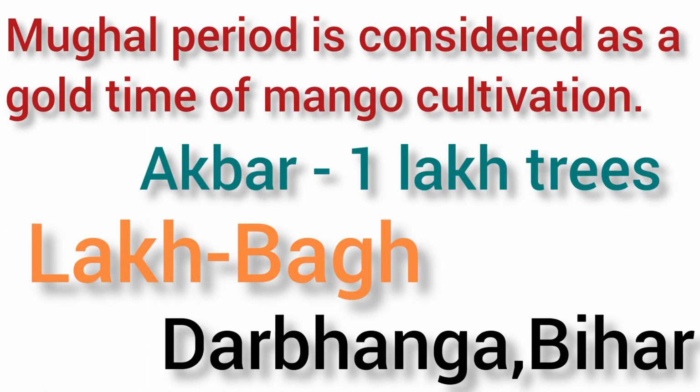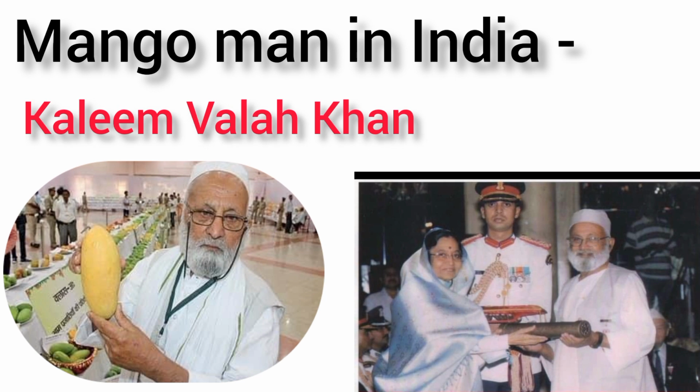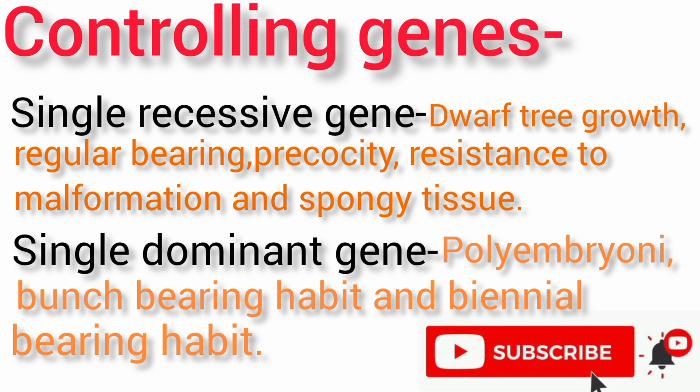The Mughal period is considered the golden time of mango cultivation because Emperor Akbar planted 1 lakh mango trees, which is designated as Lakh Bagh in Darbhanga, Bihar. In India, the mango man is known as Kaleemullah Khan. Now there are some controlling genes which control some of the characters, and these genes are single recessive gene and single dominant gene.